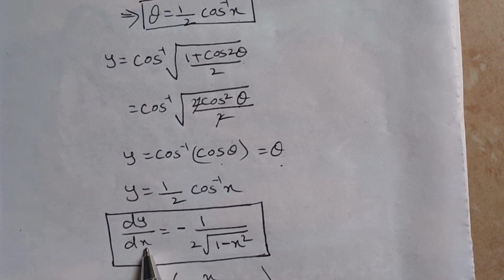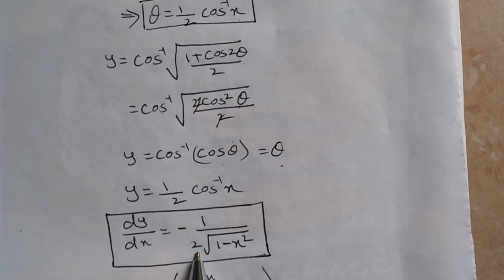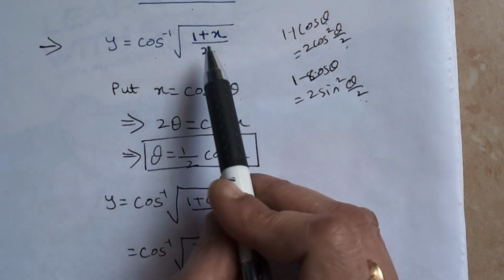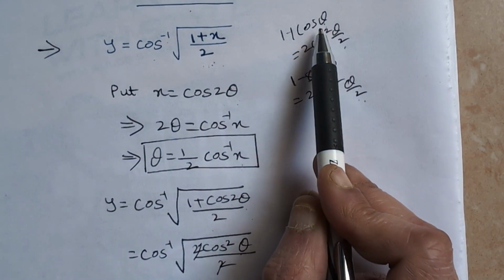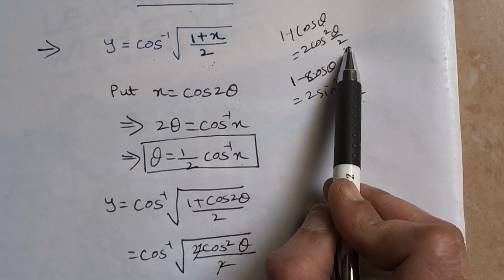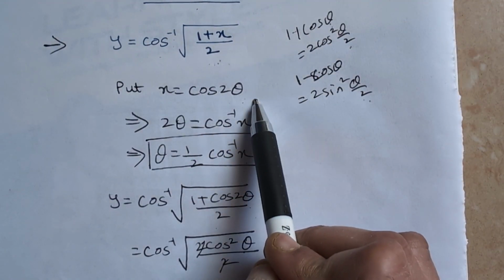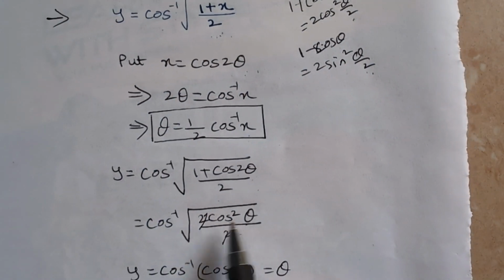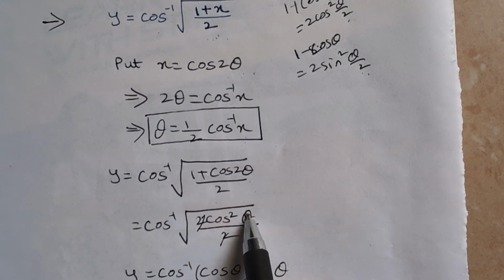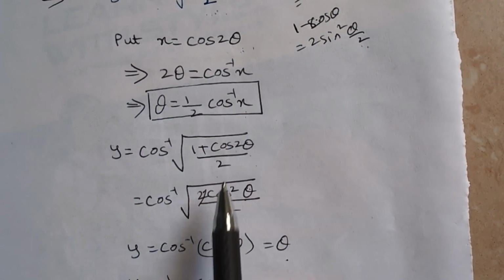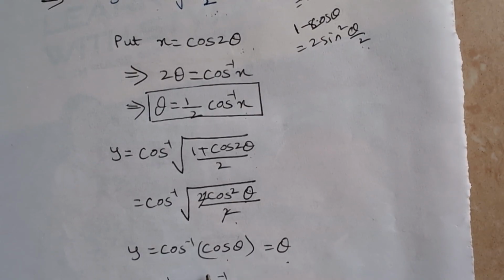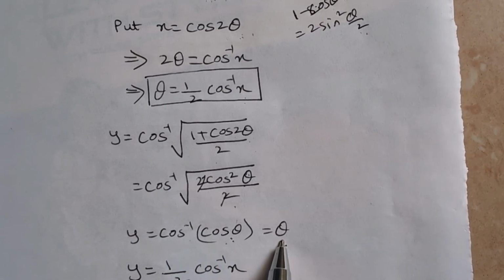So dy by dx will be, the derivative of cos inverse x is minus 1 by root of 1 minus x square, so minus 1 by 2 root of 1 minus x square. So whenever we have an expression of this form, 1 plus x or 1 minus x, simply put x equal to cos 2 theta. We can also put x equal to cos theta, but we'll get theta by 2 fractions. To avoid fractions we are using cos 2 theta, so that 1 plus cos 2 theta will be 2 cos square of half of 2 theta, which is theta. So here we have put x as cos 2 theta, so (1 plus cos 2 theta) by 2 is 2 cos square theta by 2. So y becomes simply cos inverse of cos theta, which is theta.